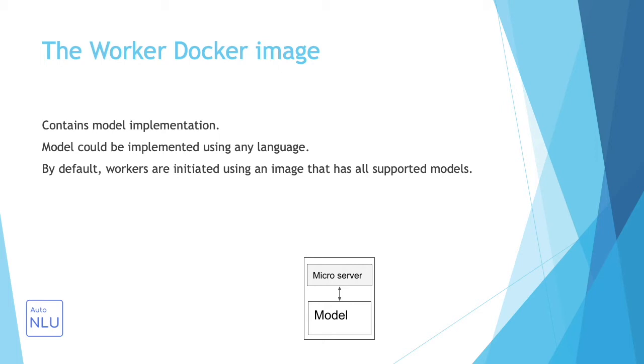Each instance is created using a Docker image, and in this Docker image, we put the code to train and run the models. Note that compared to Rasa X, models could be implemented using any language as long as they provide a CLI so that we can run the training and the testing from the command line. By default, workers are initiated using an image that has all supported models. Of course, we also have smaller images that have only a single model inside. So it's really up to the end user and the scheduler to manage the instances.